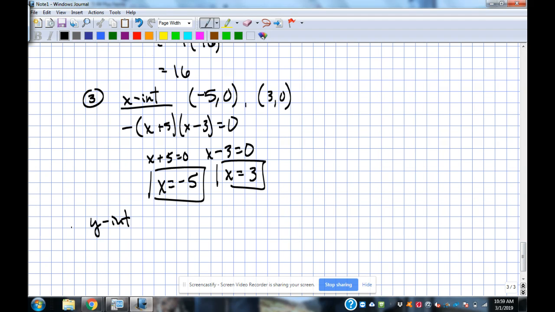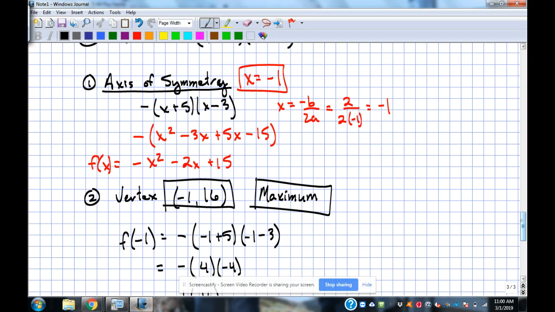Not quite as easy when it's in intercept form, but the good news is if we did the work to multiply it out to get the vertex or the axis of symmetry, it is easy. Look back at what we did for that first step. When we multiplied this out, we got standard form there. What's the Y-intercept when it's in standard form? C, 15.